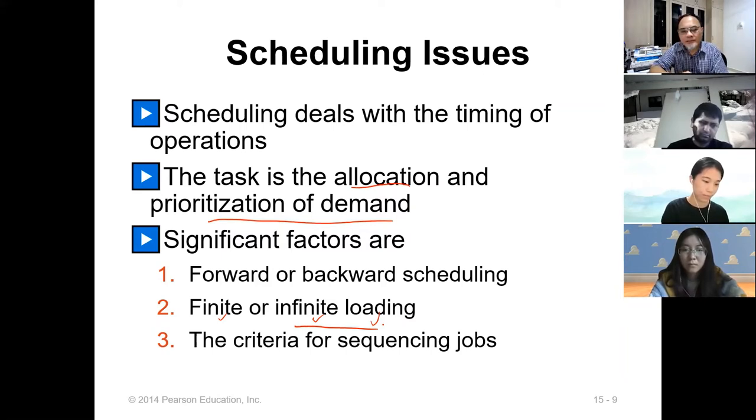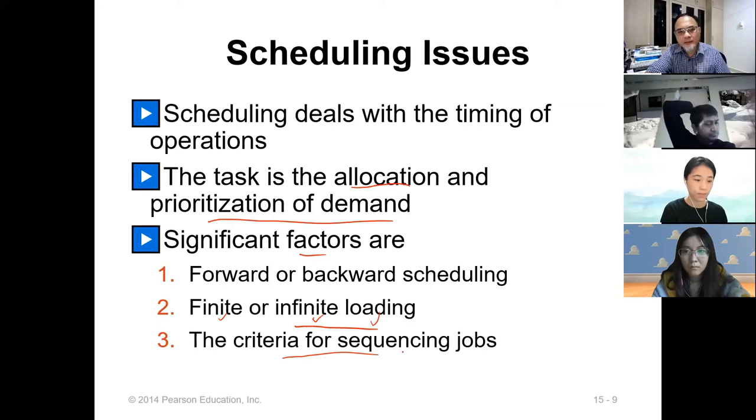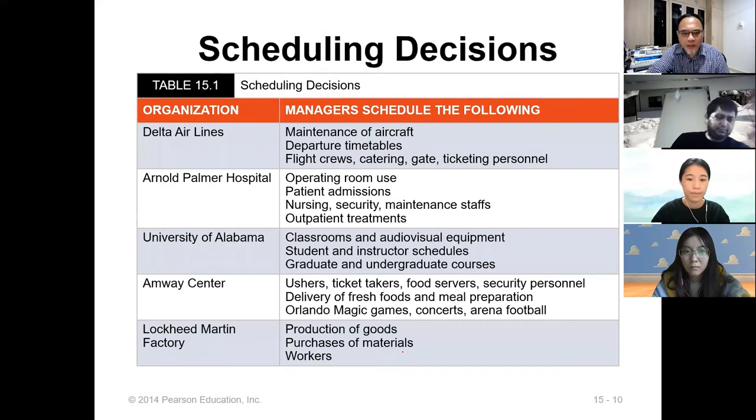And the other thing is the criteria for sequencing jobs, okay? So these are the factors that must be put into consideration. Okay, when you try to do your scheduling, okay, or when you want to decide the kind of algorithm that you're going to use. Okay, so these are some of the scheduling decisions. All these have to be scheduled. A lot of things have to be scheduled.